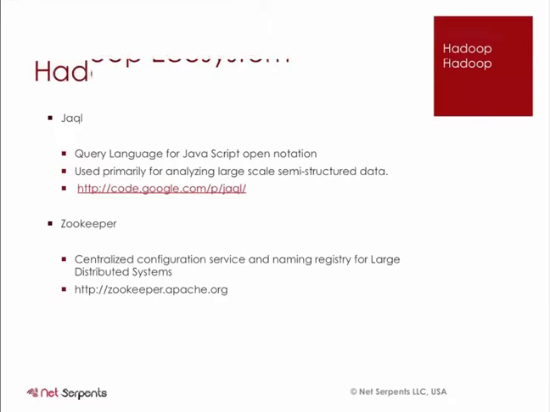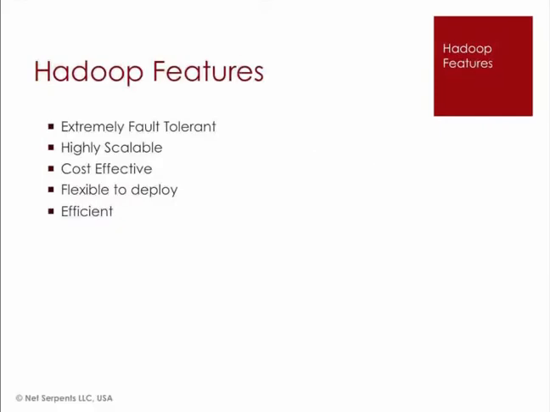Okay. So some of the good features about Hadoop, why people like it. It's very fault tolerant. It's very highly scalable. It's very cost effective, and it's very flexible in deployment. It's very efficient. So what do we mean by these terms? When we say fault tolerant, what do we mean? Any idea?